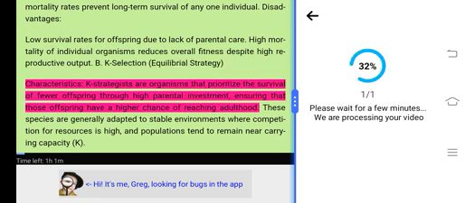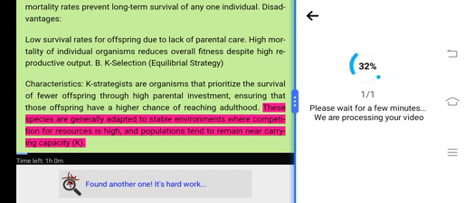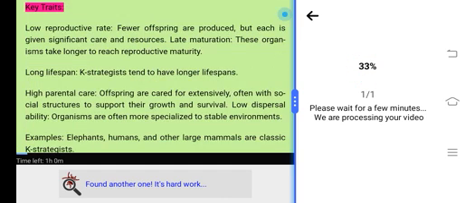K strategists are organisms that prioritize the survival of fewer offspring through high parental investment, ensuring that those offspring have a higher chance of reaching adulthood. These species are generally adapted to stable environments where competition for resources is high, and populations tend to remain near carrying capacity, K. Key traits.